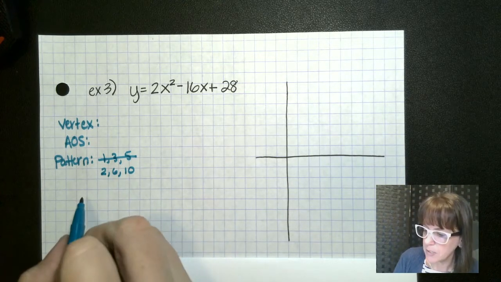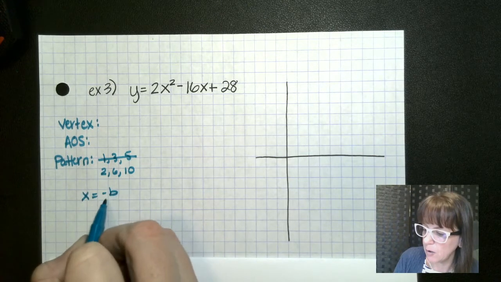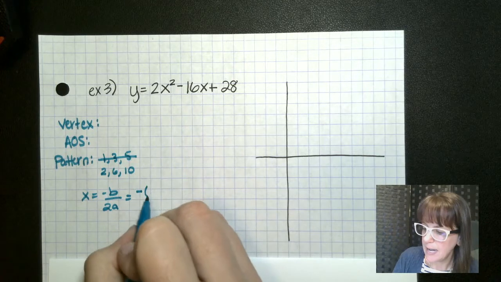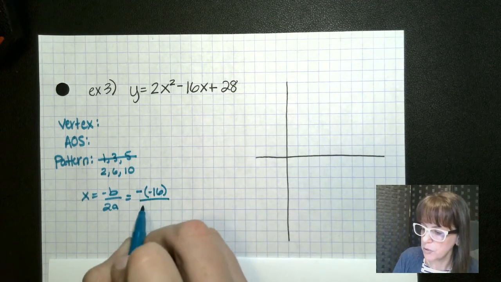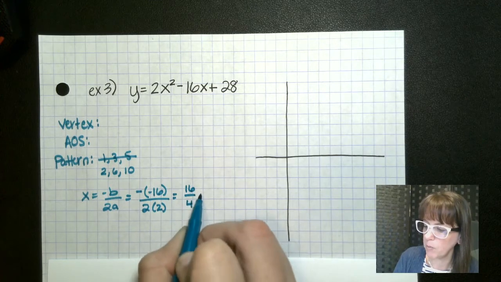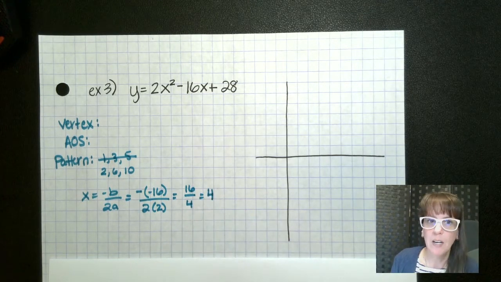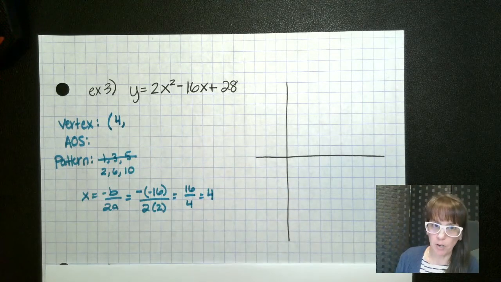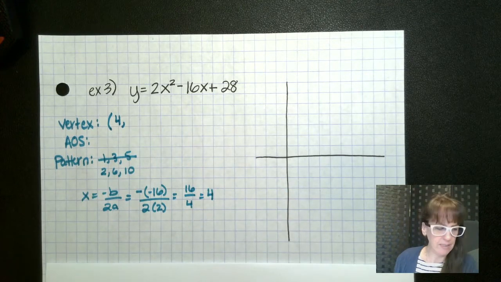So to find our vertex, we say x equals negative b over 2a. That's going to be negative negative 16 over 2 times 2. So we get 16 over 4, which equals 4. Okay, so the first part of our vertex is 4, and to find the second part, our y, we're going to need to plug that in.